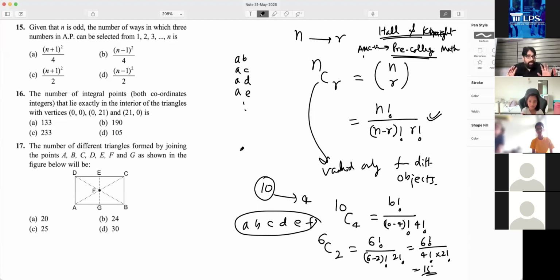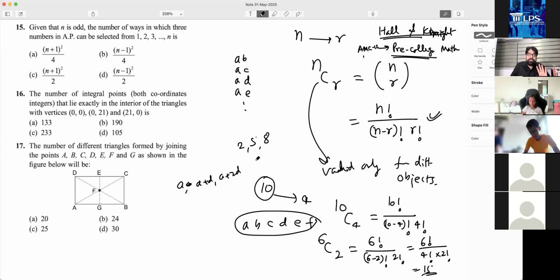Given n is odd, meaning odd integers are there. The number of ways in which three numbers in AP can be selected from these 1, 2, 3. First thing, what is AP? Whenever numbers are in the form of a, a plus d, a plus 2d, these three numbers are called an AP. For example, 2, 5, 8, because the difference is 3, 3. The difference should be the same. That is what is called an AP.